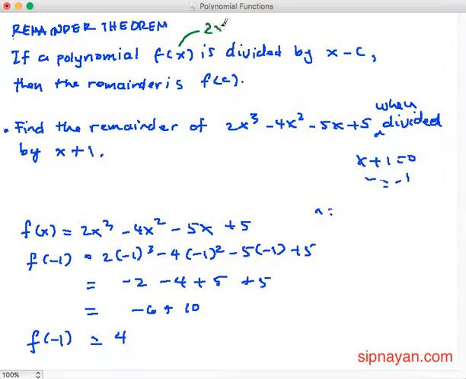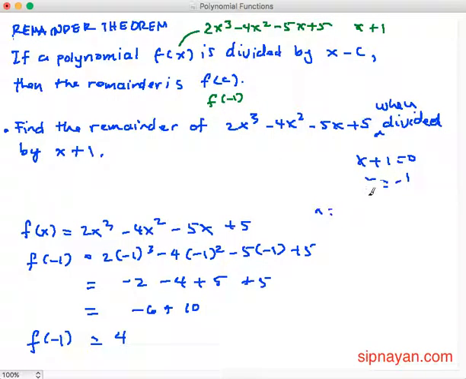2x cubed minus 4x squared minus 5x plus 5. If a polynomial 2x cubed minus 4x squared minus 5x plus 5 is divided by x minus c. Dito tayo galing, di ba? Yung x minus c natin is x plus 1. It's x plus 1. Then the remainder is f of negative 1.